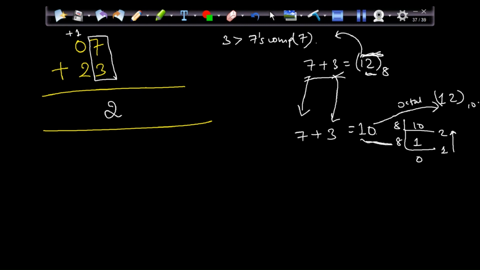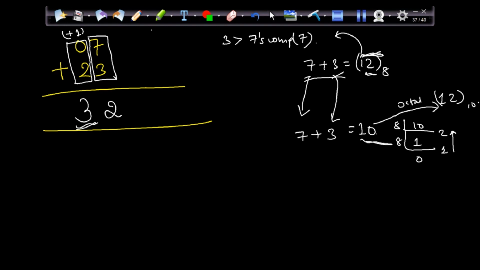Okay. Now you perform the addition of all the numbers at the 8 to the power 1 position plus the carry that has arrived. 1 plus 0 plus 2. That is nothing but 3. I want you to note this.